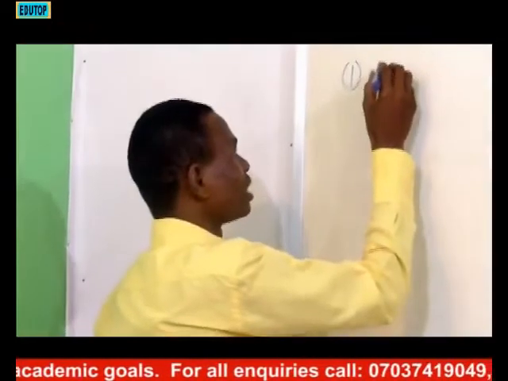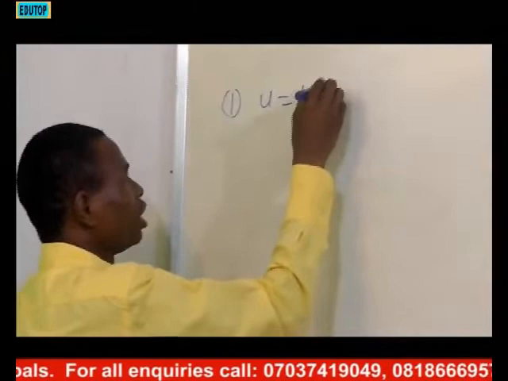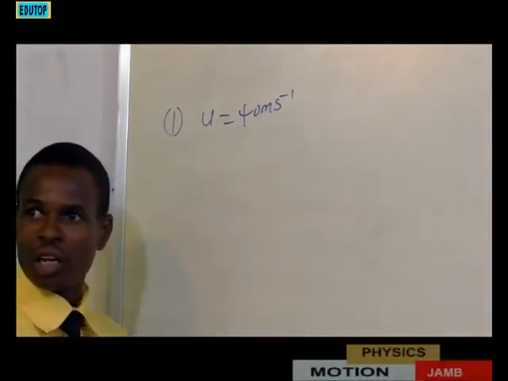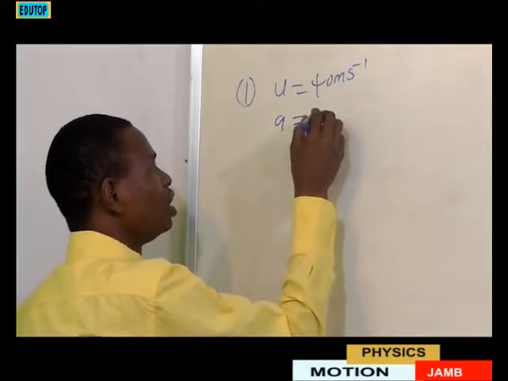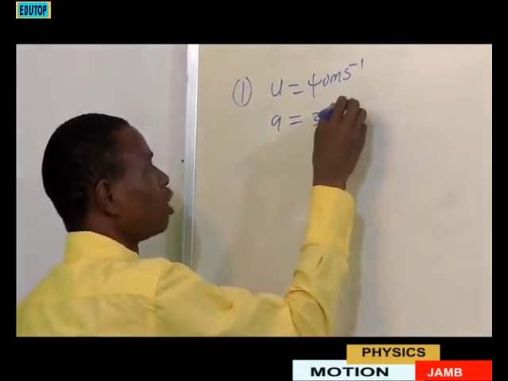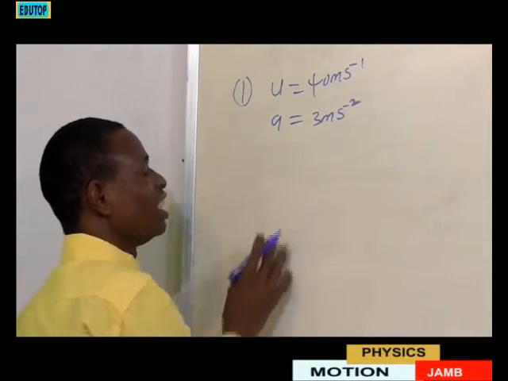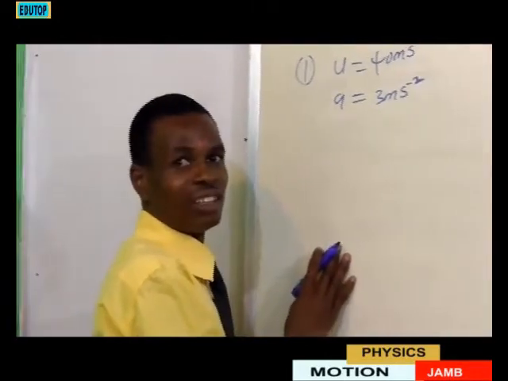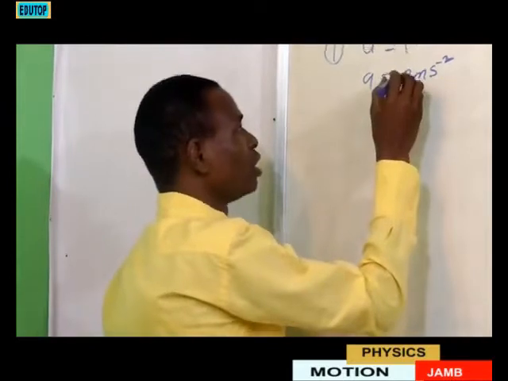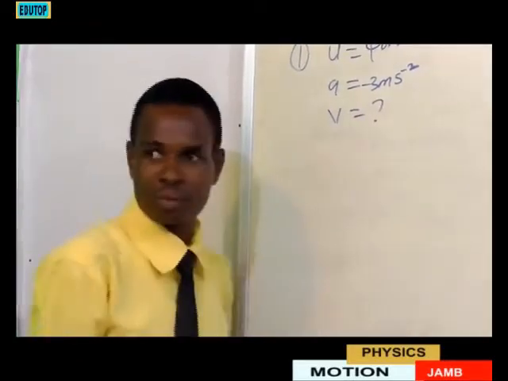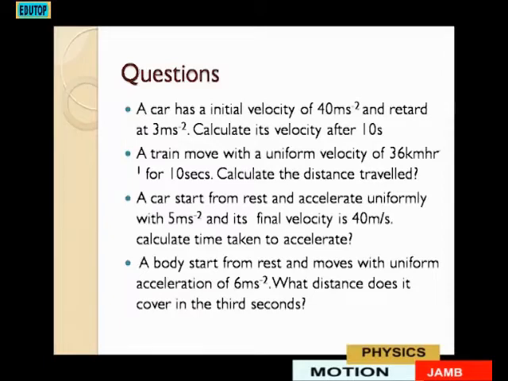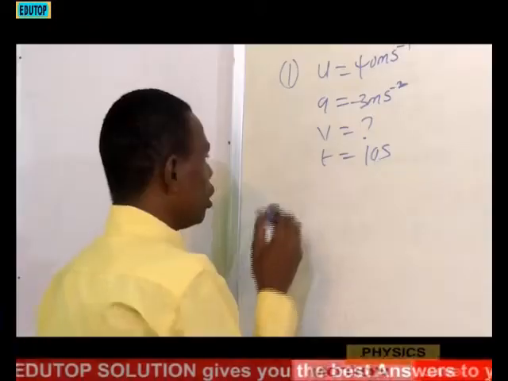Let's take the parameters. Initial velocity of 40 meters per second and retard at 3 meters per second square. Retard, that is acceleration, which is 3 meters per second square. But they use the word retard, which means it's a negative acceleration. Calculate its velocity. What velocity is that? Final velocity after 10 seconds.